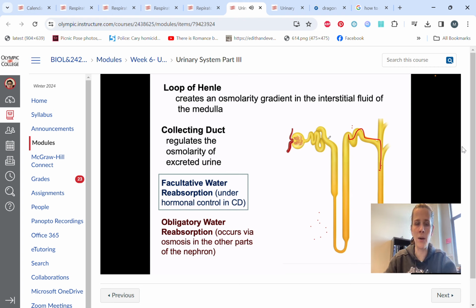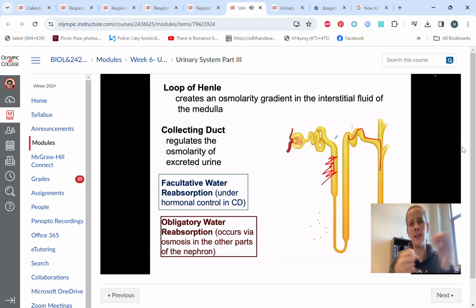This type of water resorption is what happens here in the proximal convoluted tube and in the nephron loop. So recall here that we are pulling water out of the filtrate here in the nephron loop, and this is part of creating that gradient. So it's part of the system. This is obligatory, meaning it has to happen to create the system and for the system to function properly.